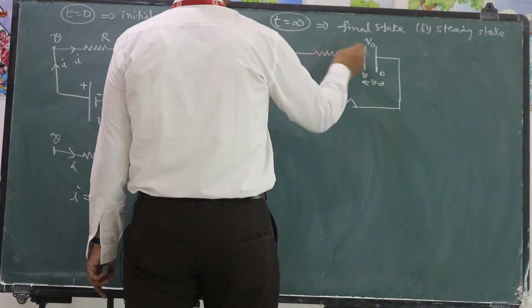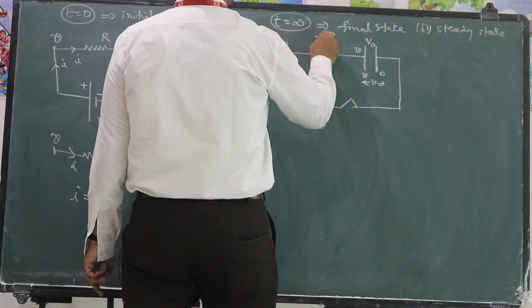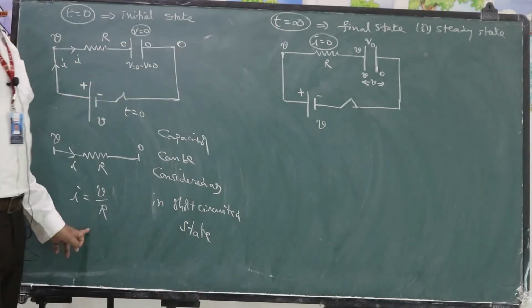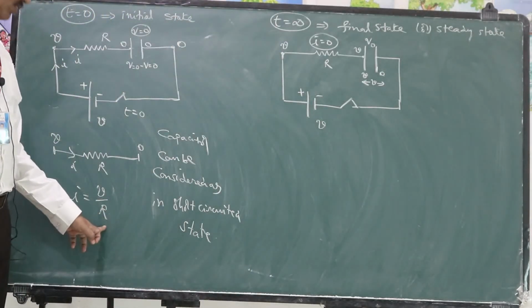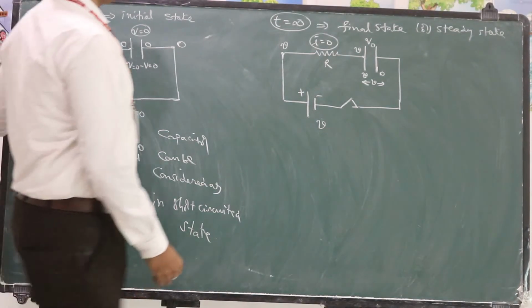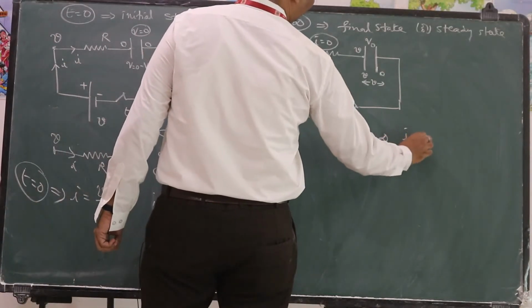There is no potential difference between the two ends of the resistor, so no current passes through the resistor. Initially, the current passing through the resistor is V by R. This current is observed at time t equal to 0. No current is observed at time t equal to infinity; at t equal to infinity, the current passing through the resistor is 0.